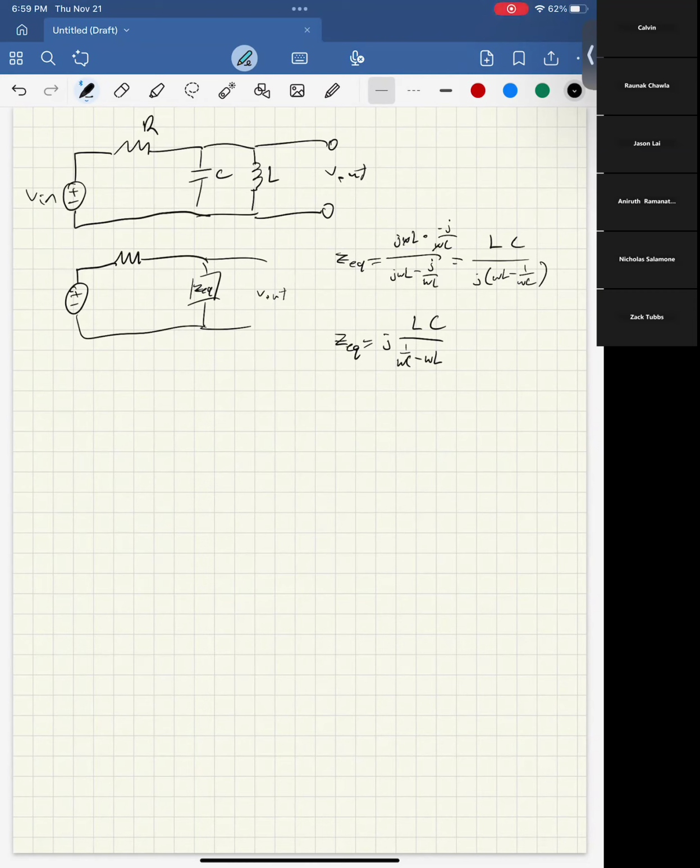So you have that as your equivalent impedance. Then if we wanted to say our transfer function is equal to V out over V in, it would simply be like a voltage divider here. So this would be our R over R plus Z equivalent. So that would be R over R plus j LC over 1 over omega C minus omega L. And that would be your transfer function.